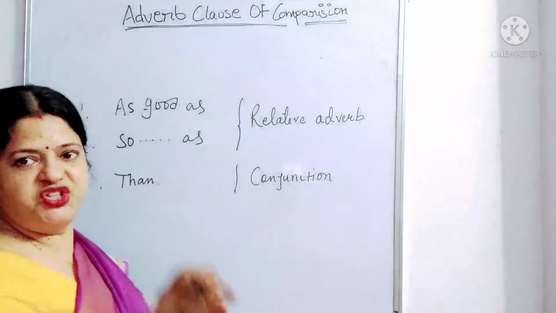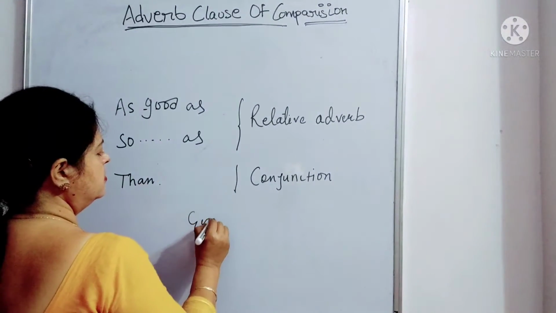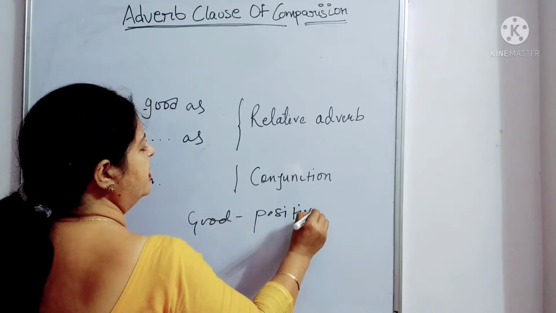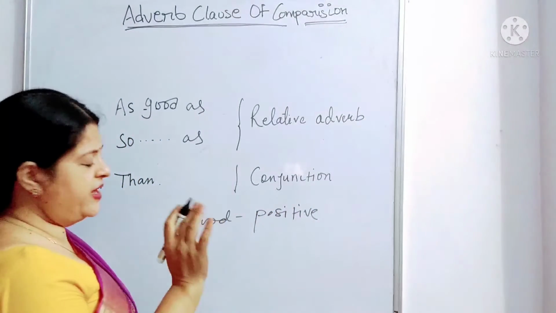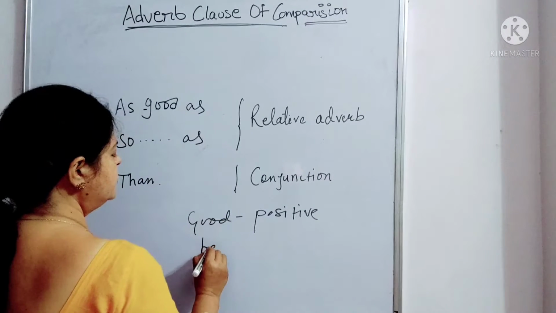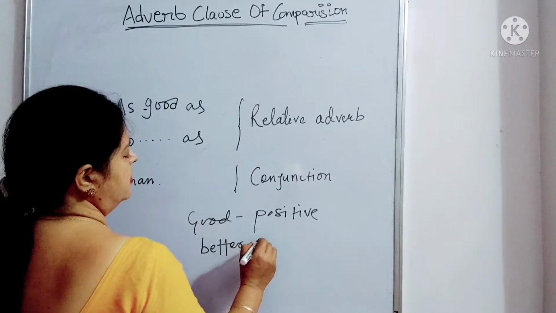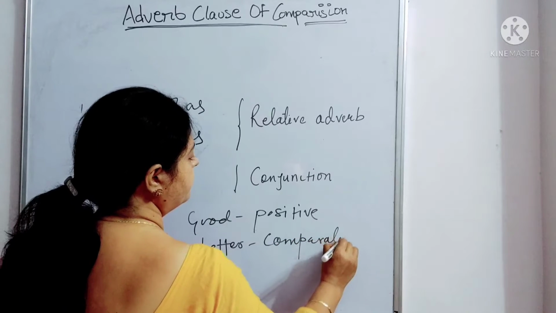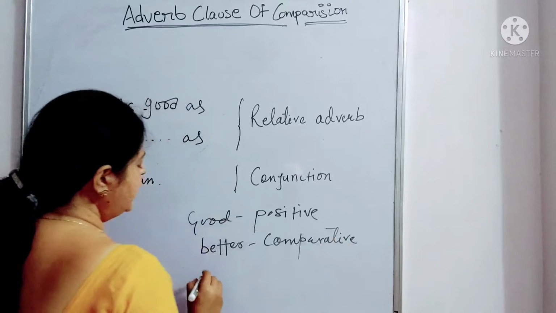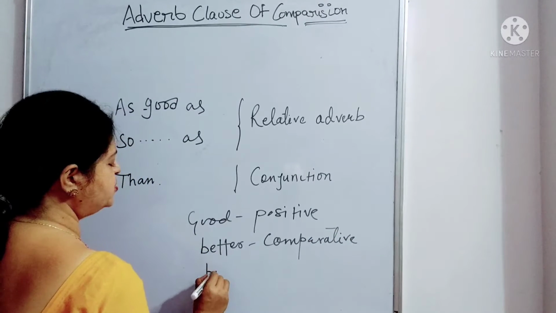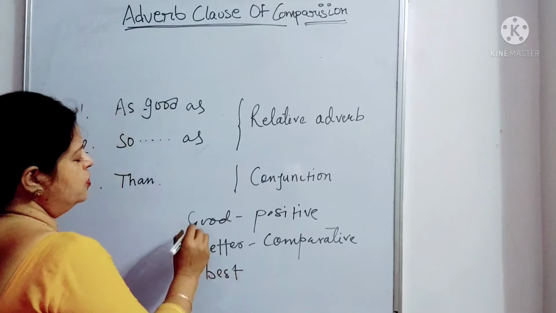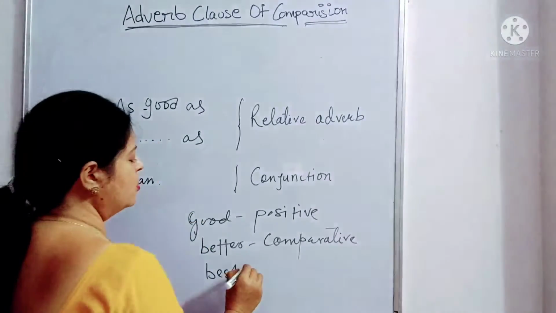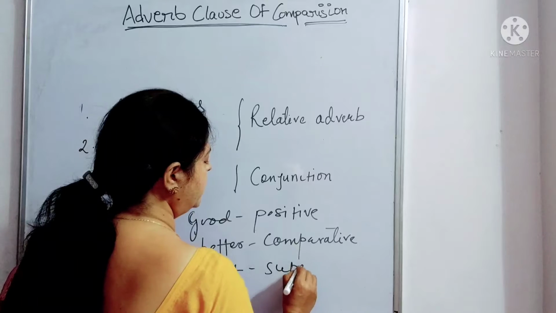If we take an adjective good, this is used in the positive degree. Then we take the comparative degree, this is better. Okay, this is called comparative degree. And then if we write best, so good, better and best. Best is called superlative degree.